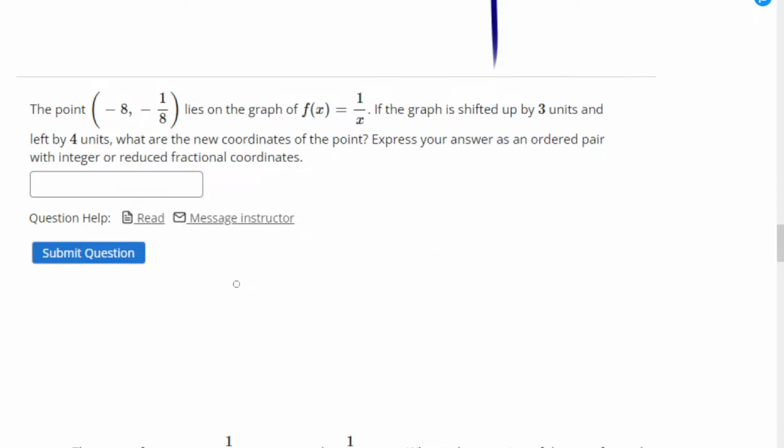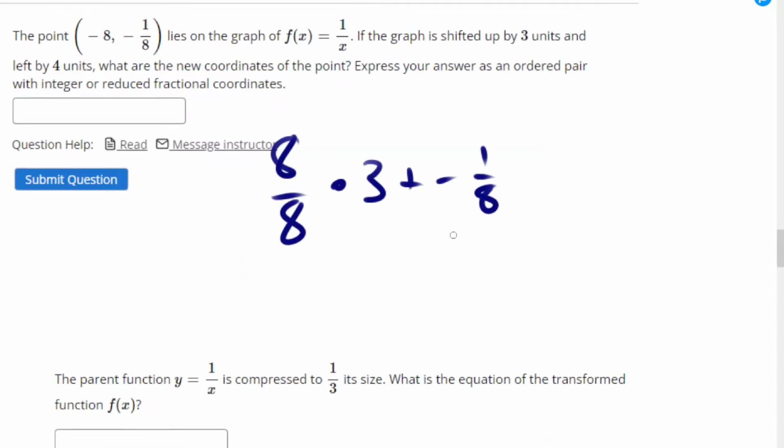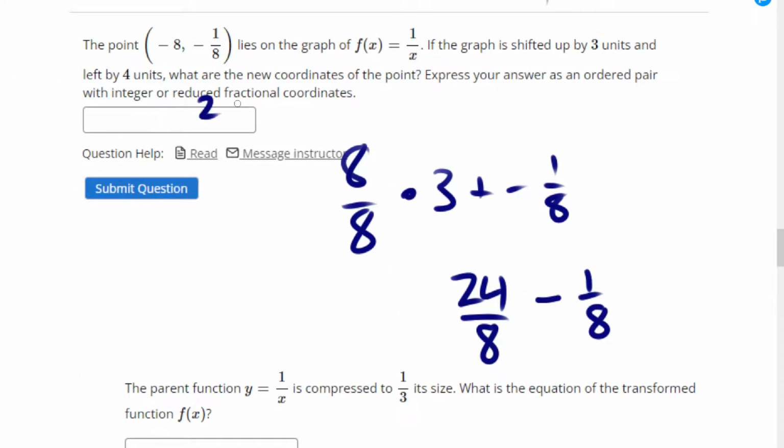We're going to add 3 to the y value. So 3 plus -1 over 8 is going to be, we need the same denominator, right? So we'll multiply 3 by 8 over 8, which is the same as 1, so we're allowed to do it. It doesn't change the value of things. So we will have 24 over 8 minus 1 over 8. So we'll have 23 over 8 for our y value. And our x value has moved to the left by 4, so we'll subtract 4, so we'll have -12.